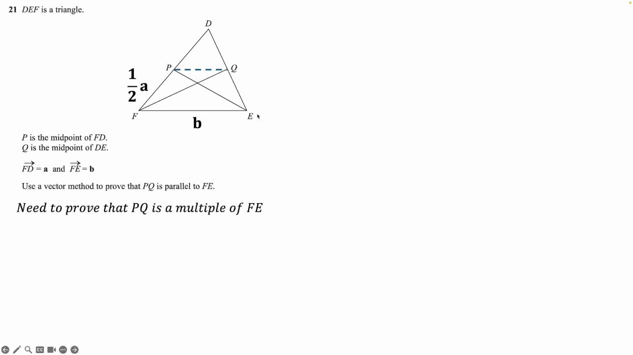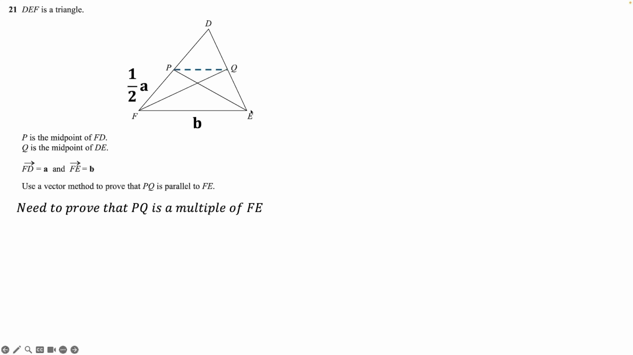And to prove that things are parallel, we need to prove that the PQ vector is a multiple of the FE vector. And the reason that proves it's parallel is because a vector is a magnitude and a direction. It's a size and a direction. So if they're multiples of each other, it means that they're going the same direction, they're just different sizes. And going the same direction means that they're parallel. So we need to prove that this dotted thing is a multiple of this thing.